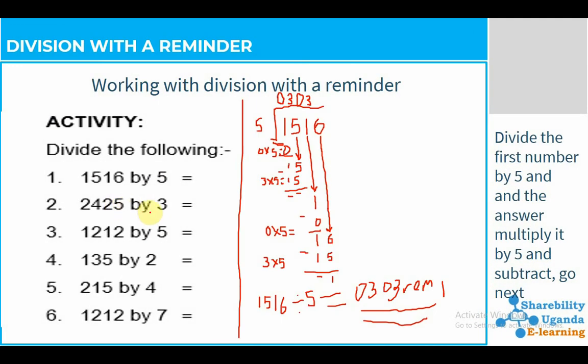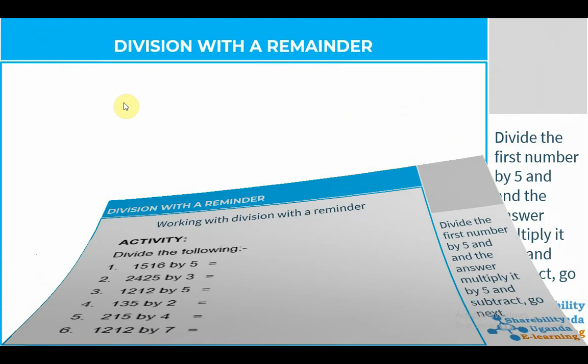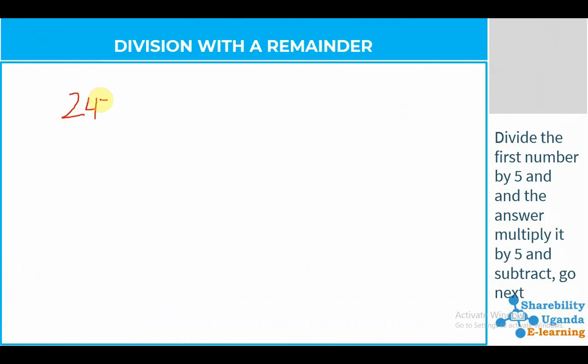2425 divided by 3. Okay, so we can also bring our division here and start solving. We have a 3 here, we have a 2, a 4, a 2, and a 5. So we are going to divide this number.